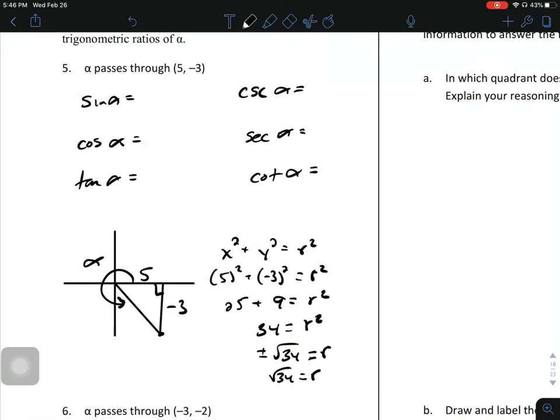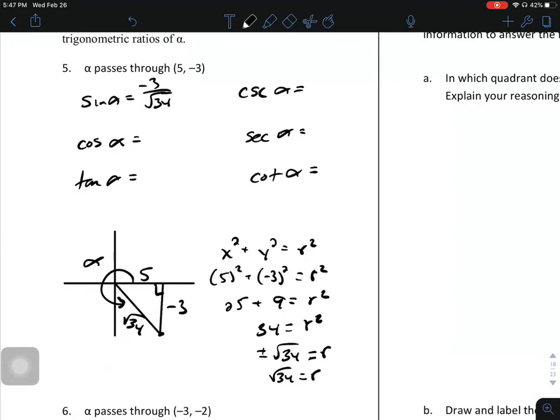Sine of alpha. I'm not going to rationalize my denominators. If the directions told me to, I would do it. They don't, so I'm just going to leave it. Sine is, let me put this square root of 34 in the picture. Sine is y over r. So that's -3 over the square root of 34.